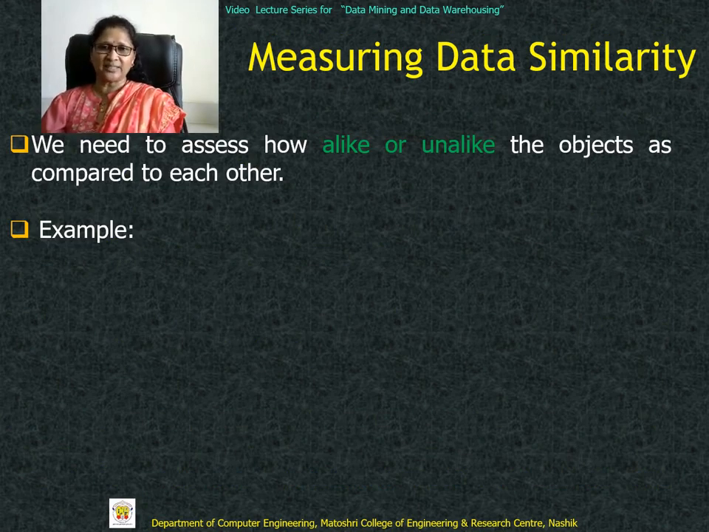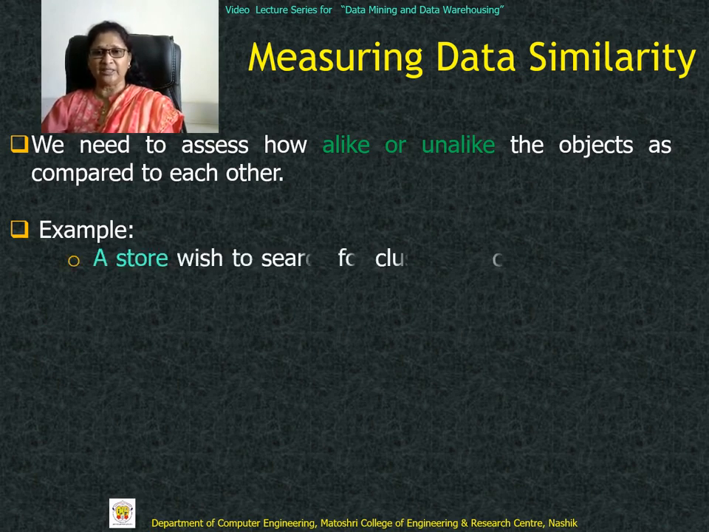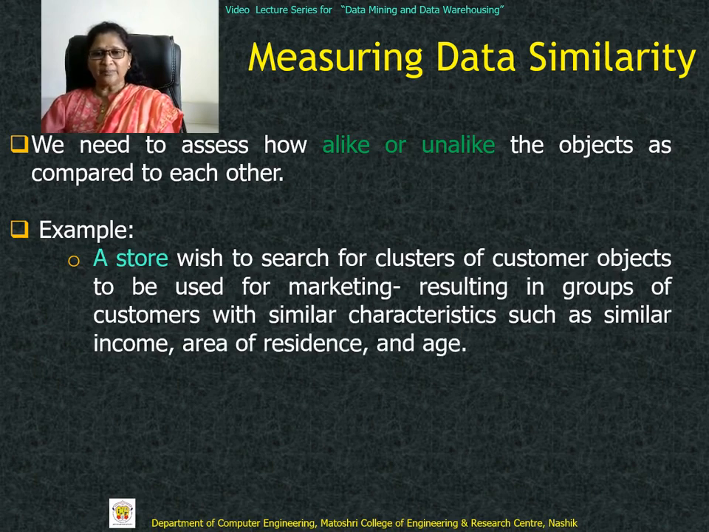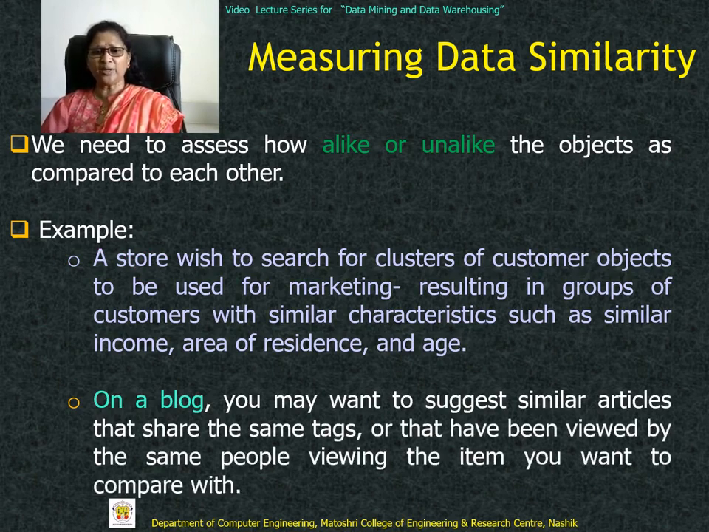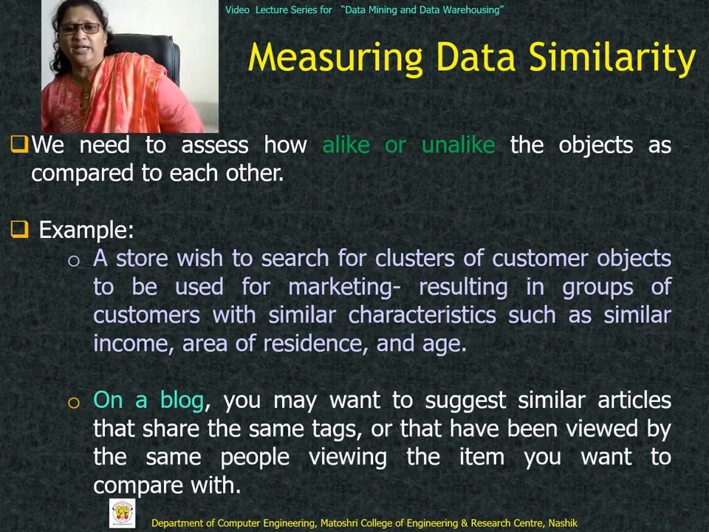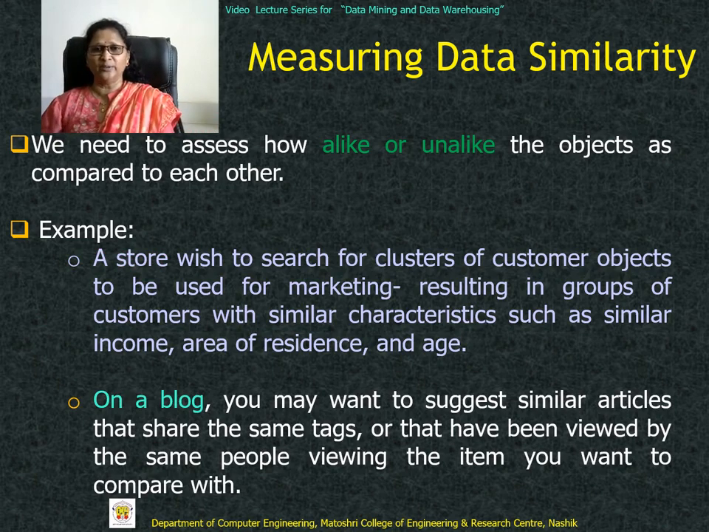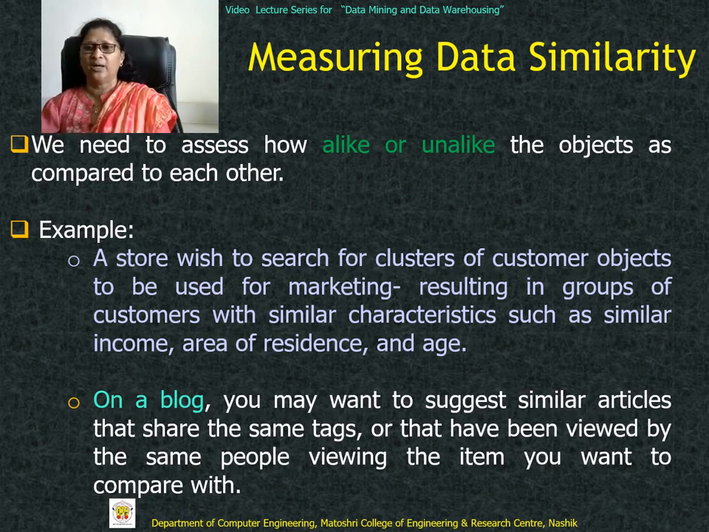We can look at both similarity and dissimilarity. Now we need to assess how alike these objects are as compared to each other. For example, in a store we wish to search for a cluster of customer objects to be used for marketing, resulting in groups of customers with similar characteristics, like their income, the area in which they reside, or the age group of customers. Similarly, on a blog, with the help of tags, we try to find out the opinions and reviews of customers about a particular object.